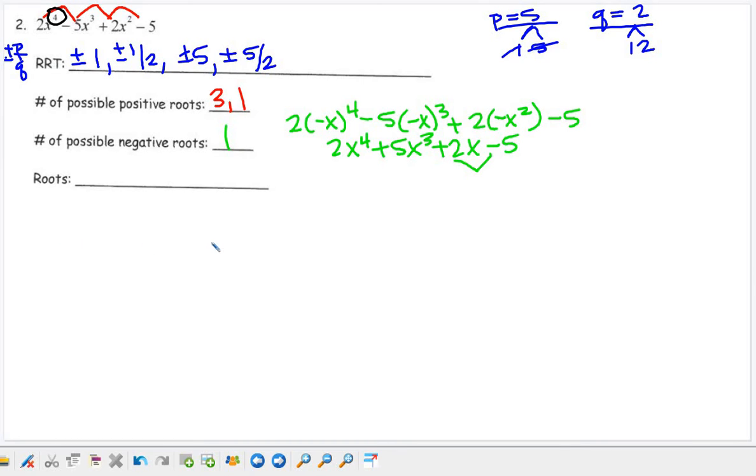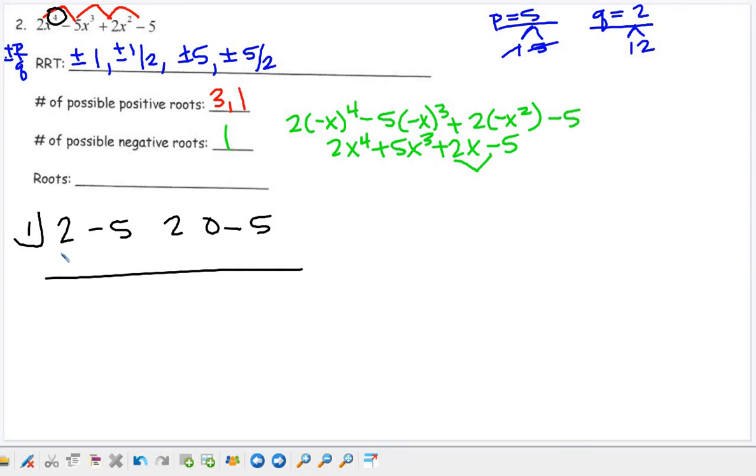Okay, so we'll just start with 1. So 2, negative 5, 2, and notice we're missing a term, the x term, so it needs a 0. So 2, negative 5, 2, 0, negative 5. So bring down the 2, multiply, add, multiply, add, multiply, add, multiply. So definitely not it.